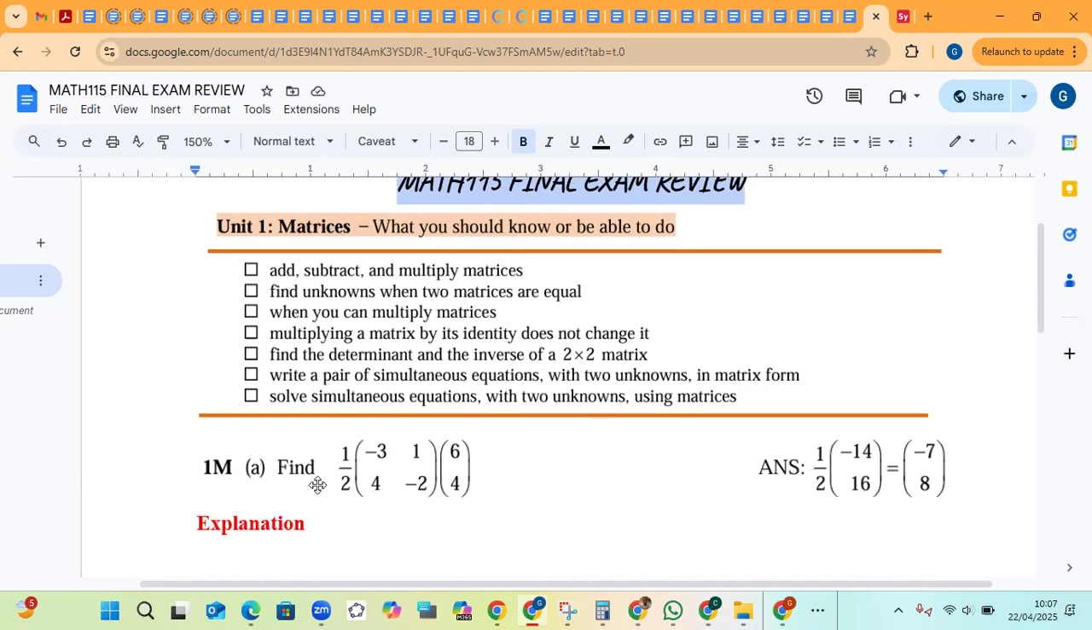So you have a first question there. A half times this 2 by 2 matrix, minus 3, 1, 4, negative 2, times a column matrix 6, 4. So here you have the answer, which is a half times minus 14, a half times 16, negative 7 over 8. I'm going to provide you an explanation of how this was obtained.